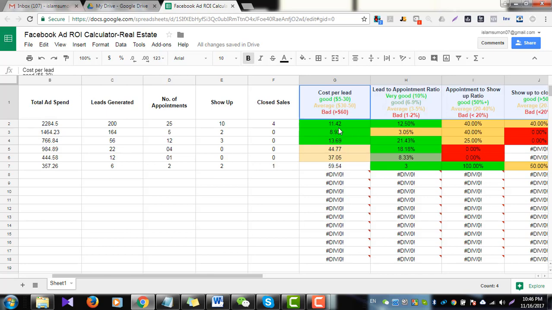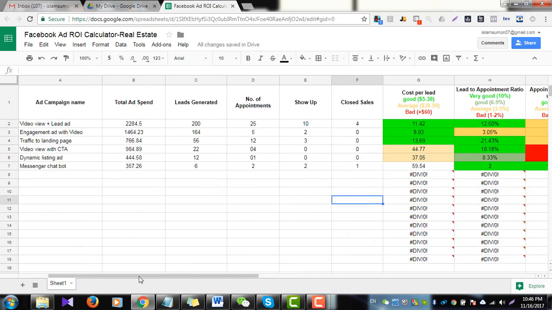You are welcome to modify it as per your need, but I just created a system that you can use repeatedly. So in this way you can just come up here and continue to track the results from these different ad campaigns. Okay, now I just created some different types of ad campaigns. For example, if I run an engagement ad, I can run these metrics here for the traffic to landing page, video view with CTA, dynamic listing ad, messenger chatbot. There are whole different types of ads you can test.